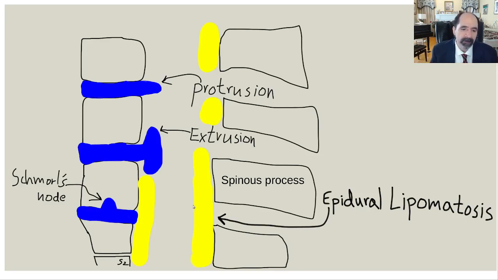And in some people who are fat, they accumulate lots of fat here, and it starts pushing on their nerve roots as they descend through the lumbar spinal canals. It can occur also in the thoracic spine and the cervical spine, but it's more common in the lumbar, especially in the lower lumbar. And that's called epidural lipomatosis.